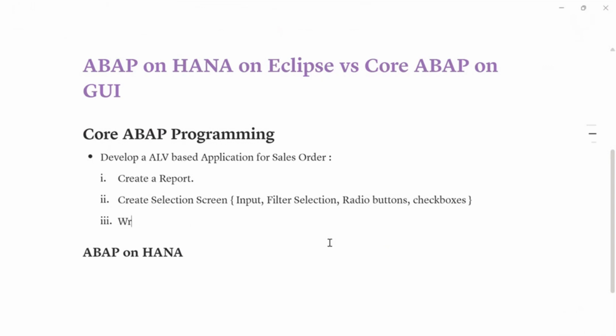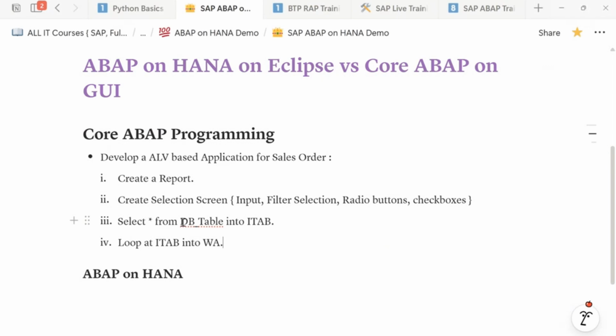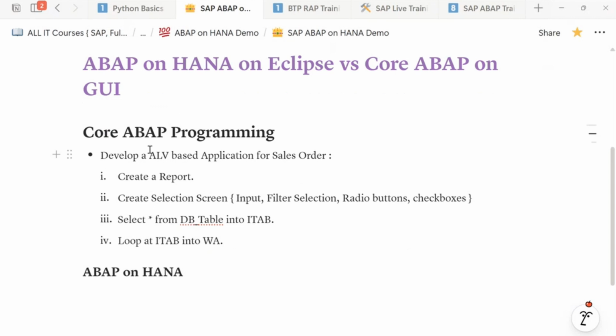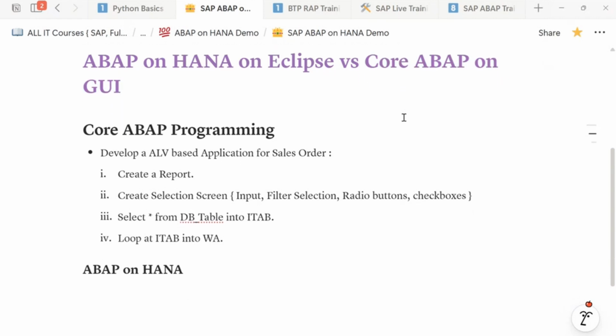Generally we write it this way: select star from the database table into internal table, correct? And then we loop over it, loop at internal table into the work area. So here behind the scene, this database can be HANA also, right? Yes, it can be HANA. I'm not talking about difference between ECC and S4 HANA system. I'm talking about the programming paradigm between an Eclipse based development and GUI based development. Getting my point? Yes.